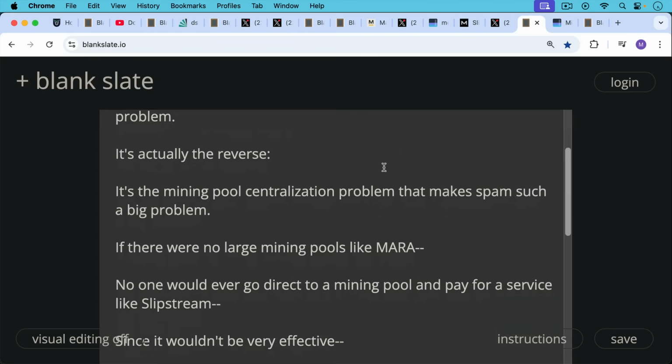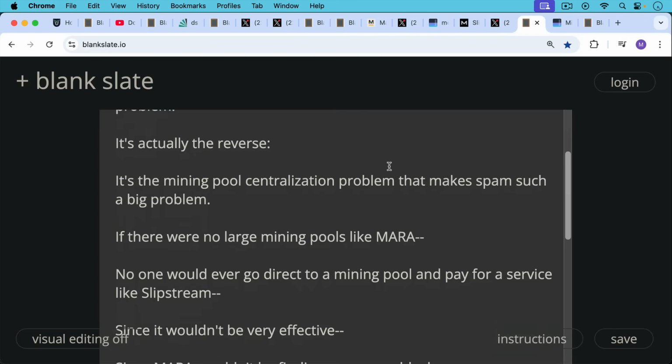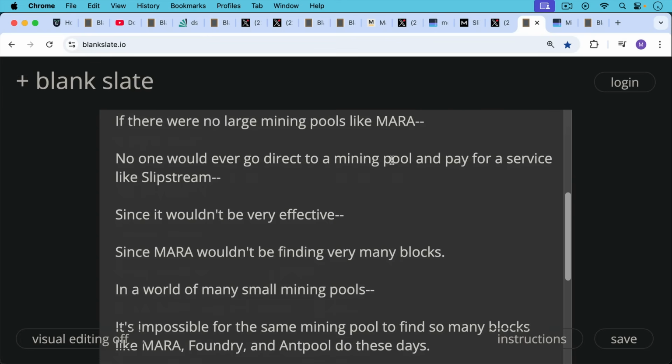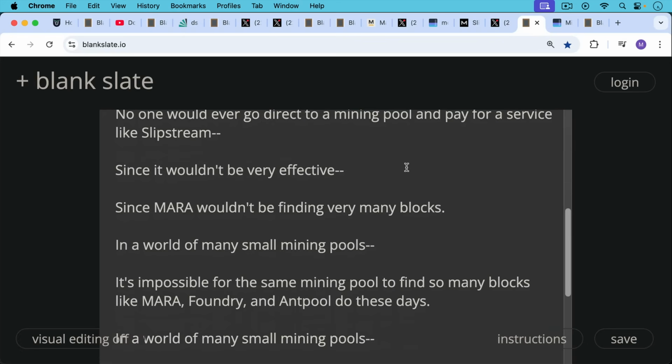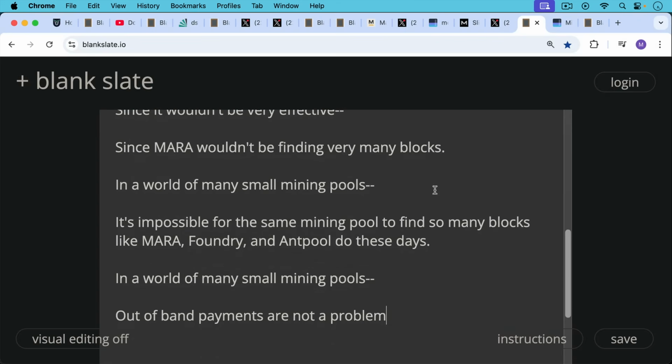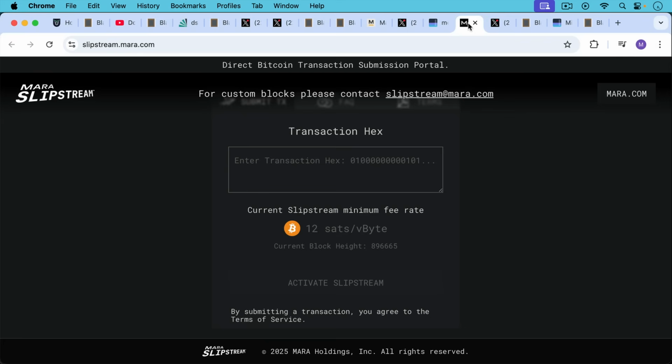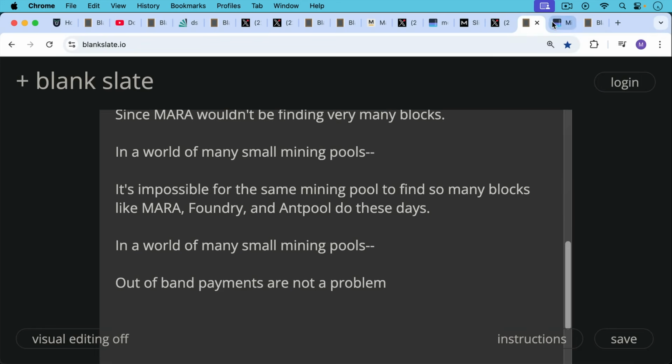If there were no large mining pools like MARA, no one would ever go direct to a mining pool and pay for a service like Slipstream, since it would not be very effective, since MARA wouldn't be finding that many blocks. In a world of many small mining pools, it's very unlikely for the same mining pool to find so many blocks like MARA, Foundry, and the pools of pools do these days. In a world of many small mining pools, out-of-band payments are not a problem. The only reason you use Slipstream is because MARA has a good chunk of the hash rate pie, and you have a reasonable chance of getting your junk in the blockchain using them.